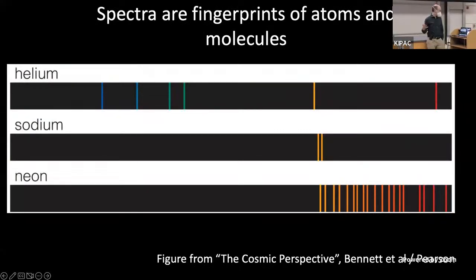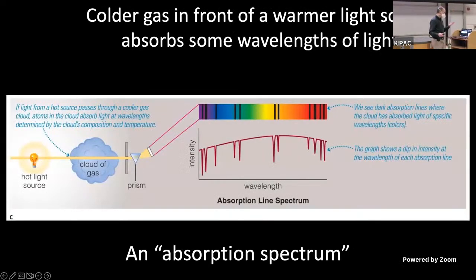So these spectra are like fingerprints of different substances. If you have sodium gas, you'll always get these two subtly different shades of yellow mixed together and nothing else. If you have helium, if you have neon, if you have hydrogen, everything has a particular fingerprint. You get the same thing if you have a cloud of gas that's lit up from behind, except then instead of emitting special colors, it absorbs special colors.